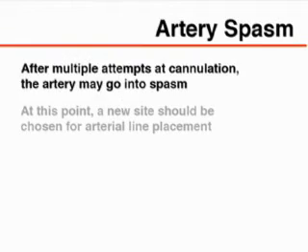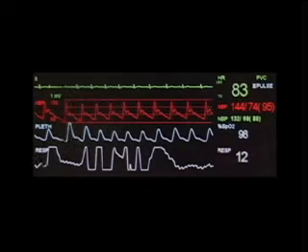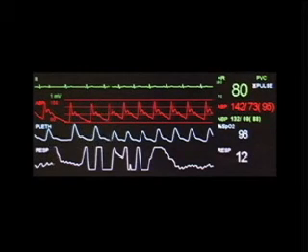Finally, after multiple attempts at cannulation, the artery may go into spasm, which will make it nearly impossible to cannulate. In this setting, attempts at the artery should cease, and a new site should be selected. By following these steps, arterial catheterization can be a safe and effective procedure.